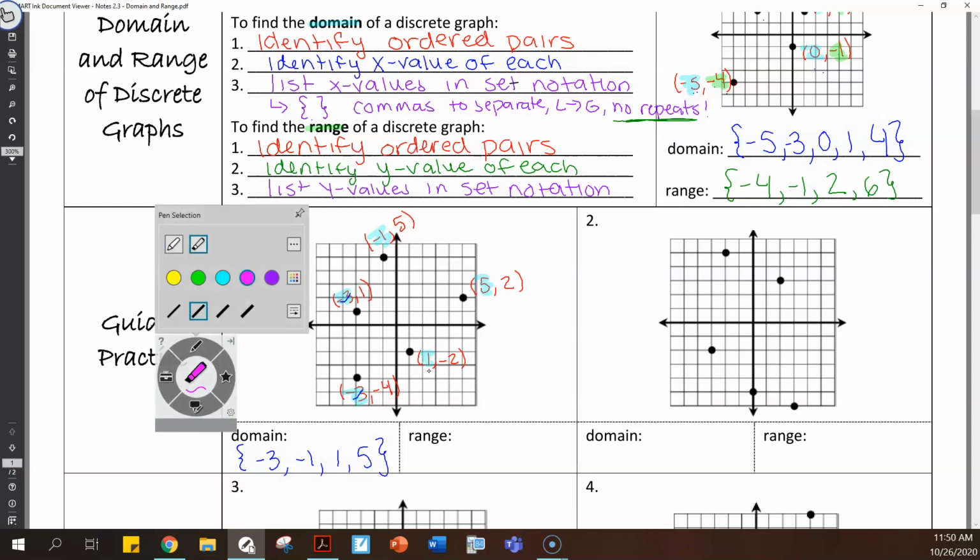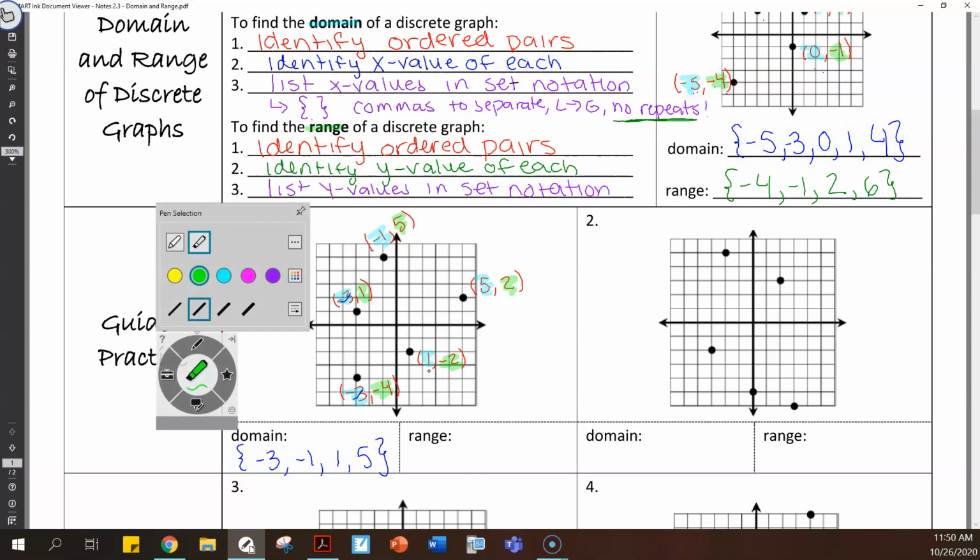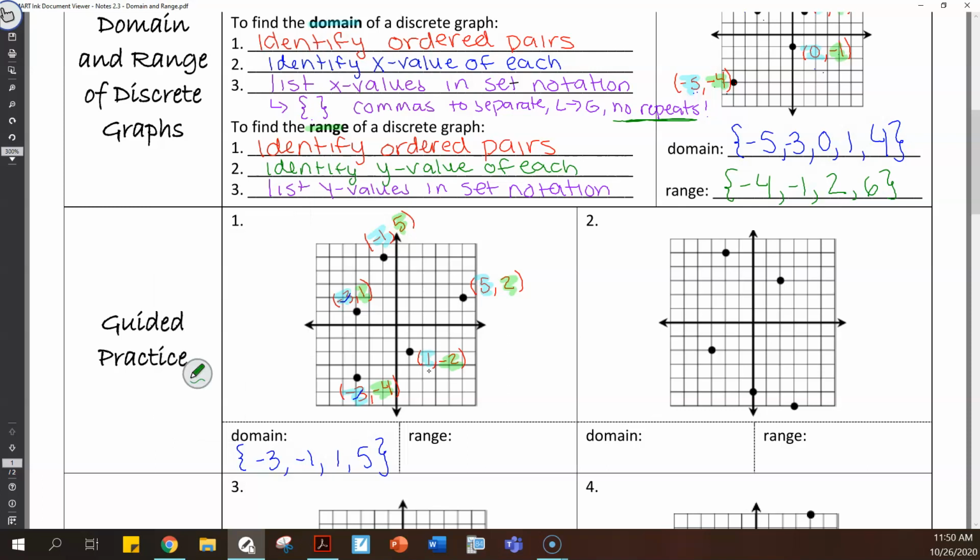The process is the same for the range, except this time, instead of looking at the x values, I'm going to look at my y values. So my y values are negative 4, 1, 5, 2, and negative 2. I'm going to list these in order from least to greatest, inside some curly brackets, and I'm going to make sure I don't have any repeats.